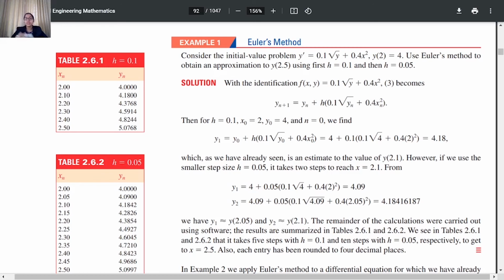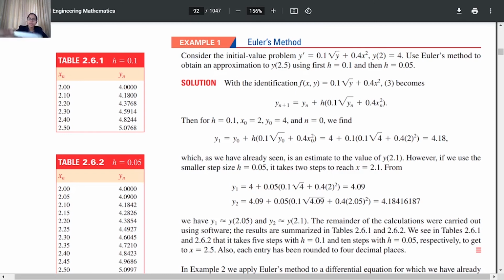So the question arises, when should we stop? In the first case h is 0.1, our initial value was 2, so x is replaced by x_0 plus h, that is 2.1. The next value would be 2.1 plus h, that is 2.2. So when we use h equal to 0.1, we'll have to repeat the process 5 times, and when h is 0.05, we'll have to repeat it 10 times, and only then will we get the value y of 2.5.